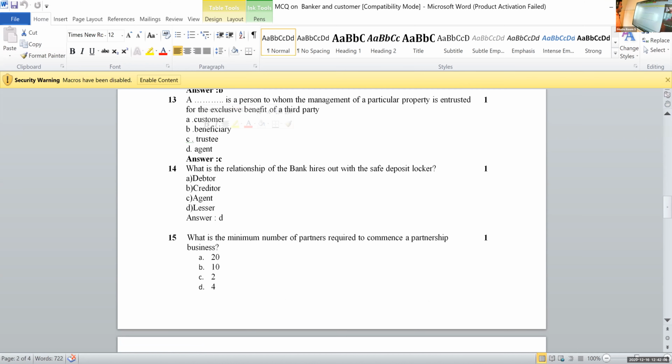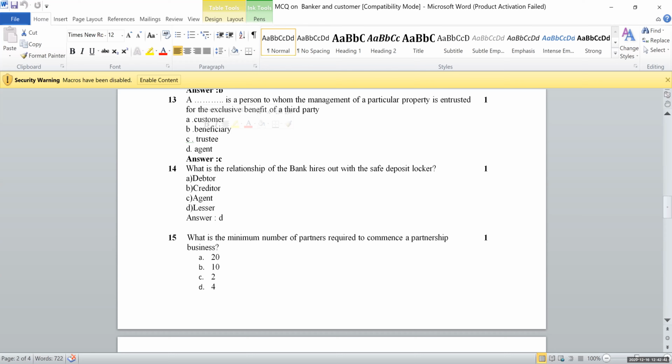Next, a dash is a person to whom the management of a particular property is entrusted for the exclusive benefit of a third party. That is trustee. So if you look at the trustee explanation, you can understand. It's a person to whom the management of a particular property is entrusted for the exclusive benefit of a third party, that is trustee.